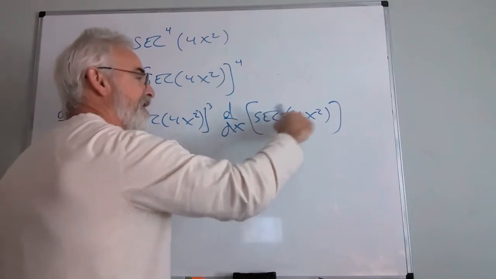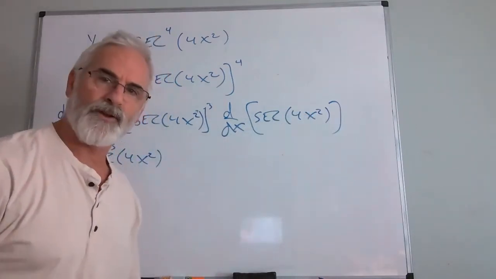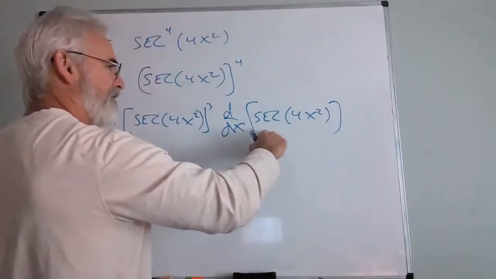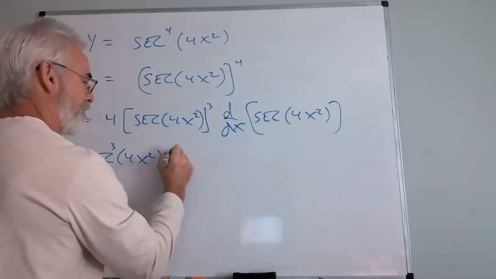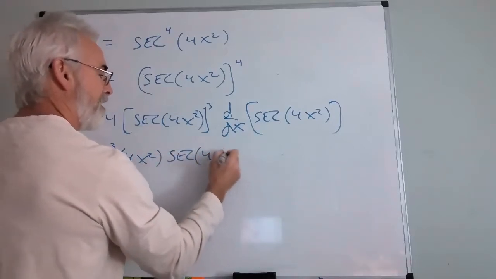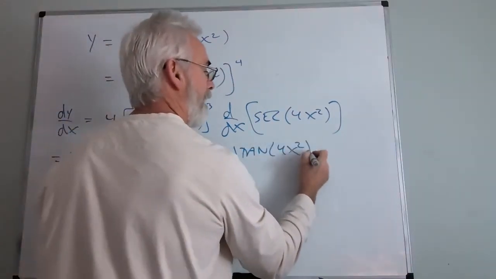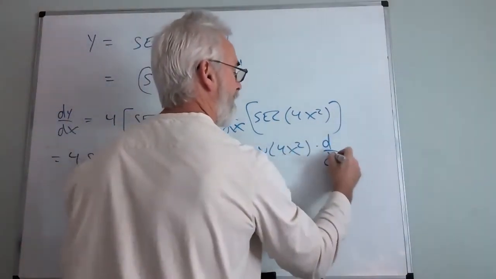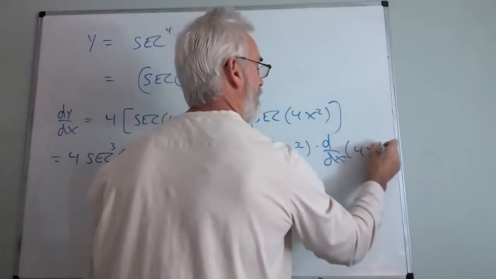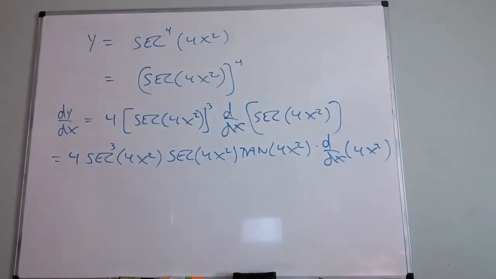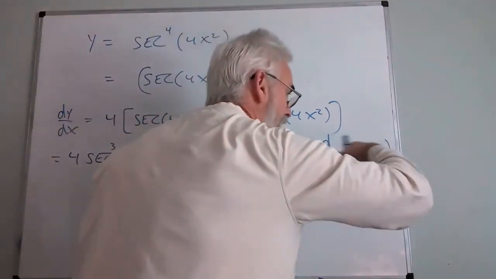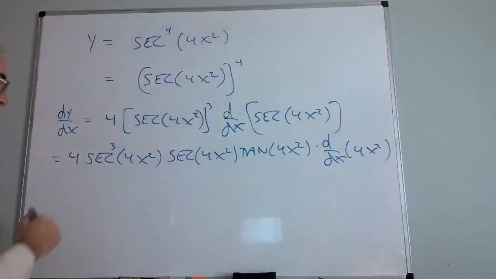Now I have secant of other thing. You can call it thing 1 and thing 2 if you want. The derivative of that would be secant other thing, tangent other thing, and I still have to take the innermost derivative. Oh my gosh. Now, the derivative of this term I know is 8x. I already have a 4 in front, so I can make that 32x.